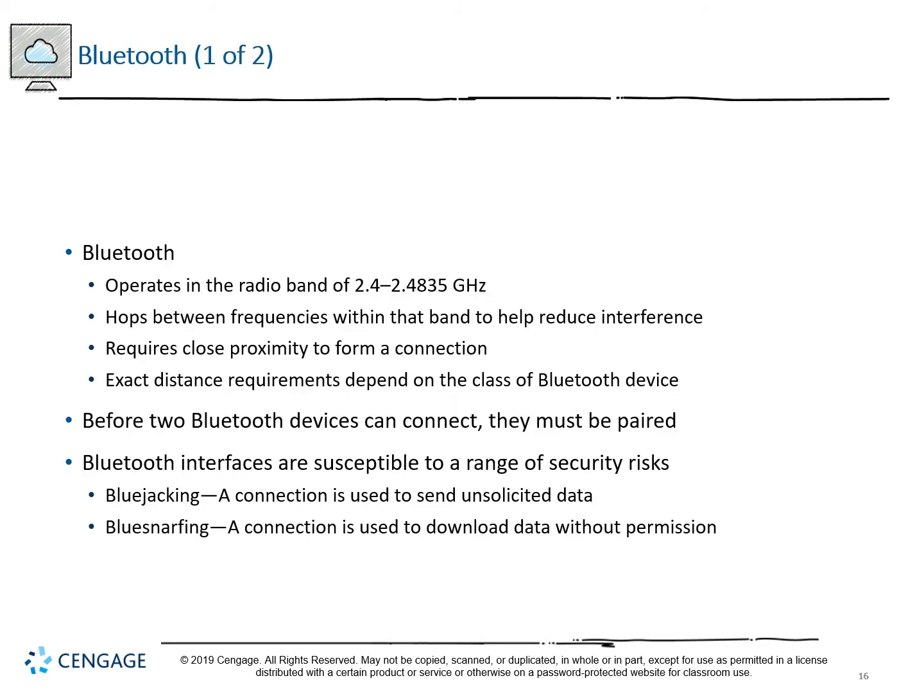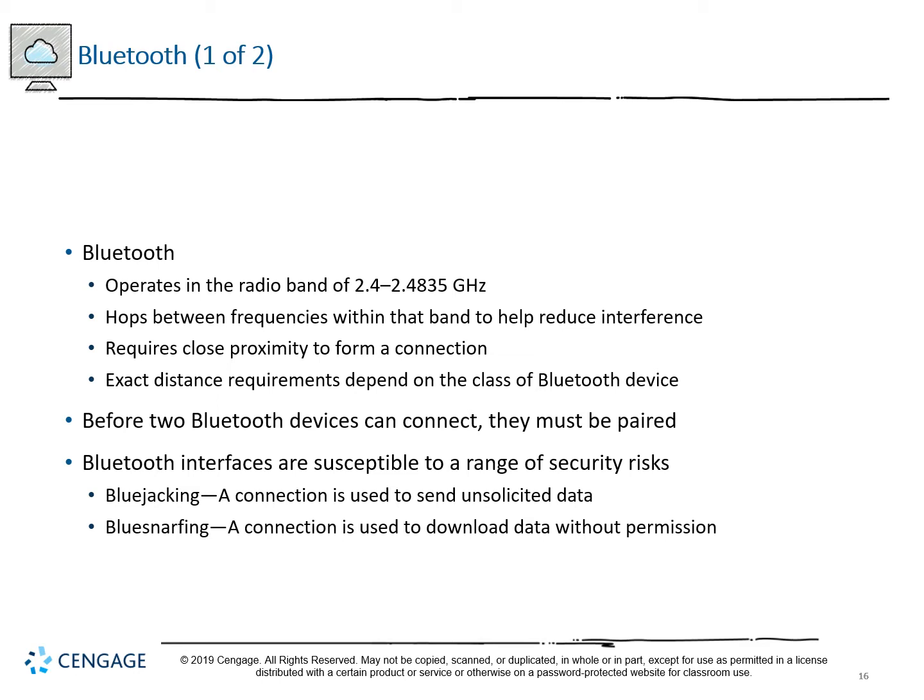Bluetooth operates within the 2.4 to 2.4835 GHz band. It hops between frequencies within that band to help reduce interference. This is something that was developed during the Second World War, being able to move between different frequencies.